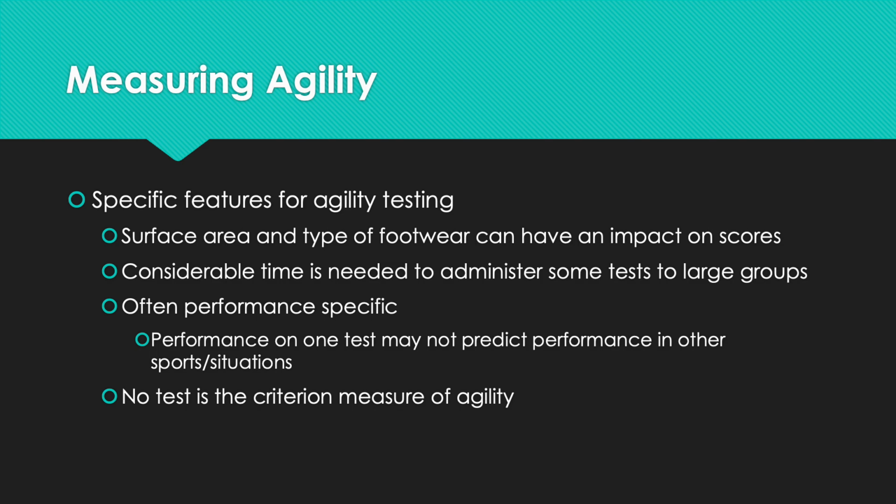There are some specific features to agility testing that we want to take into account. The first is surface area and type of footwear can have a significant impact on one's score. We also need considerable time in order to administer some of these tests to larger groups. Agility tests are often performance specific, and performance on one test may not predict performance in other sports or situations, and no test is the criterion measure of agility.